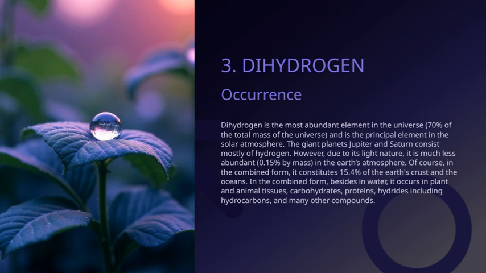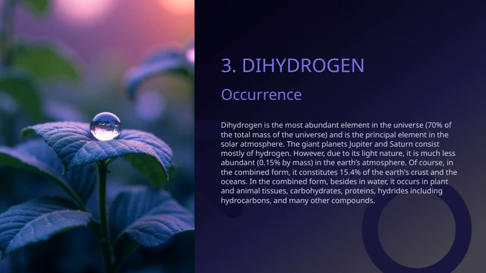When we look at the solar atmosphere, hydrogen is the principal element there as well, influencing the behavior of the sun and other stars. If we move closer to home, the giant planets like Jupiter and Saturn are mostly made of hydrogen. This light gas gives these planets their massive sizes and distinctive characteristics.